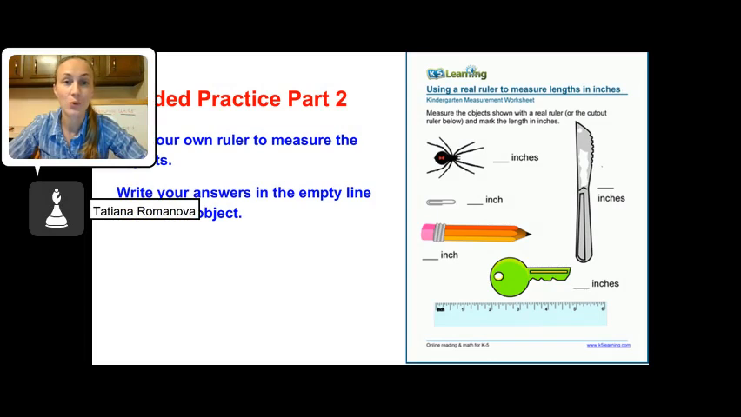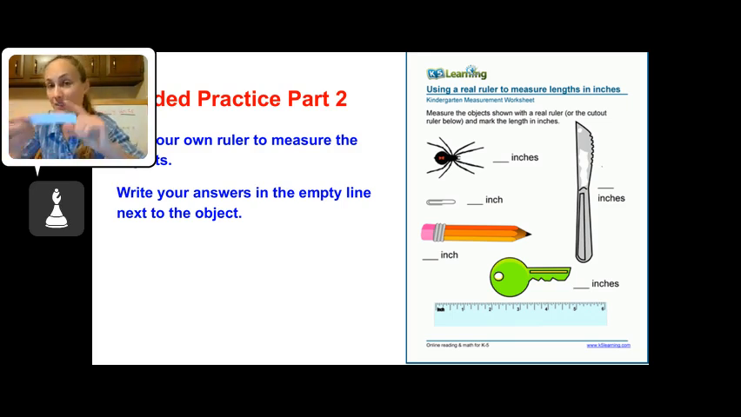For this assignment, we need our handmade rulers. So we have 5 objects on this slide and we need to find out how long they are. We should put the beginning of the ruler at the beginning of the object and count forward till the end of the object. So I can tell that a spider is almost 2 inches long and I will put my answer right next to it.